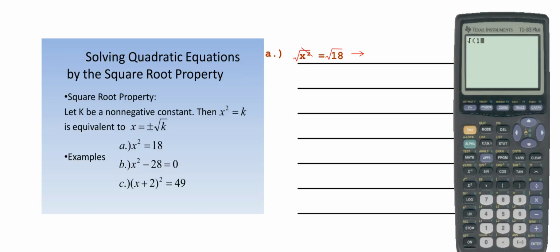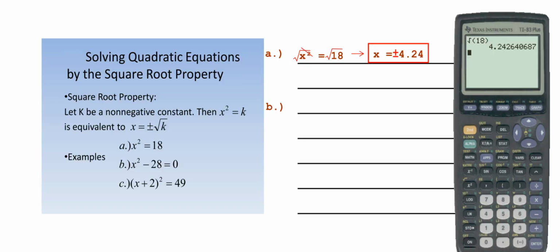So square root of 18, close your parentheses and hit enter. It gives you 4.24 roughly. Keep in mind your calculator only gives you the positive value. So x equals 4.24 roughly, and let's remember we need a plus or minus to that because it could be both positive or negative. And there's our answer in this case.